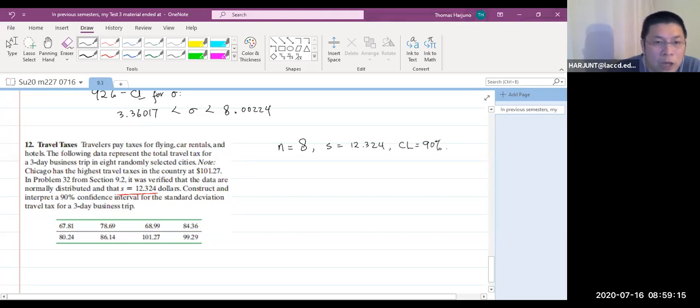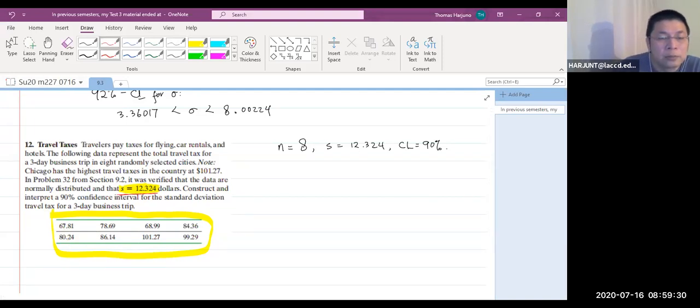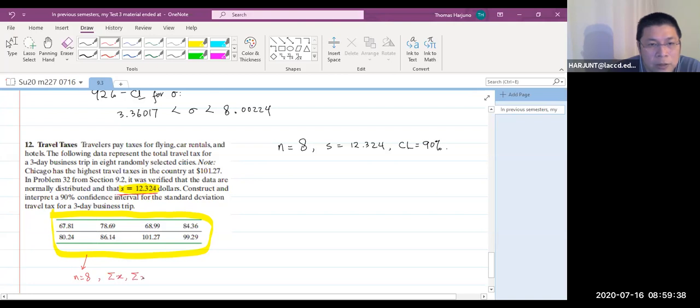Now, suppose we don't have this. What do you do? Suppose they don't give this to us. Then you will need to compute the sample standard deviation from the data. If I ask you to do it manually, you need to find n, which is easy, that's 8. You need to find the sum of x and the sum of x squared, and then from there you compute the s squared. Therefore, you find the s. That's if you do it manually.